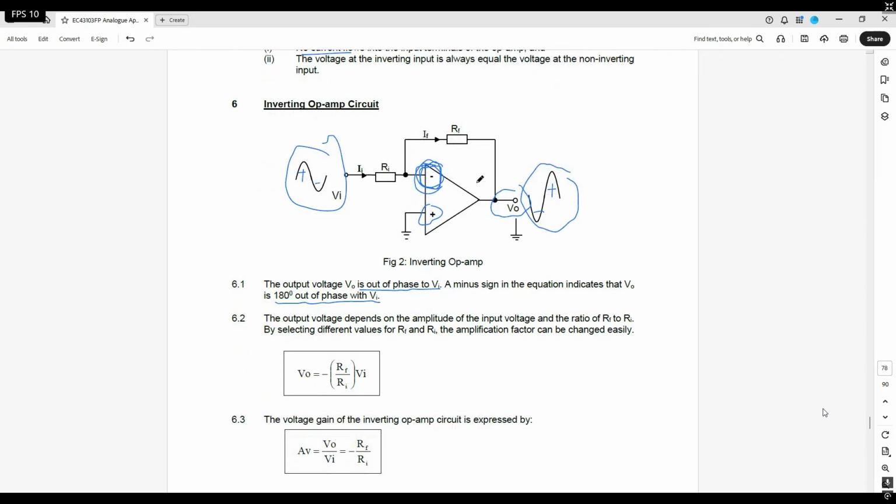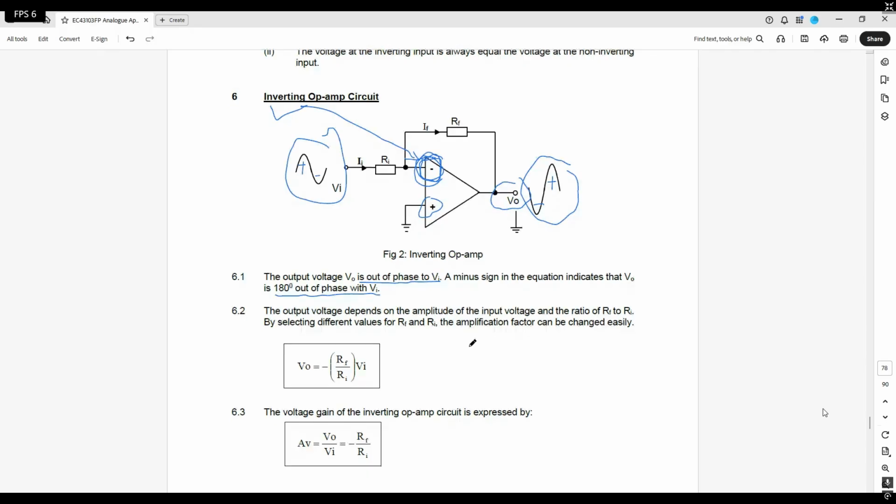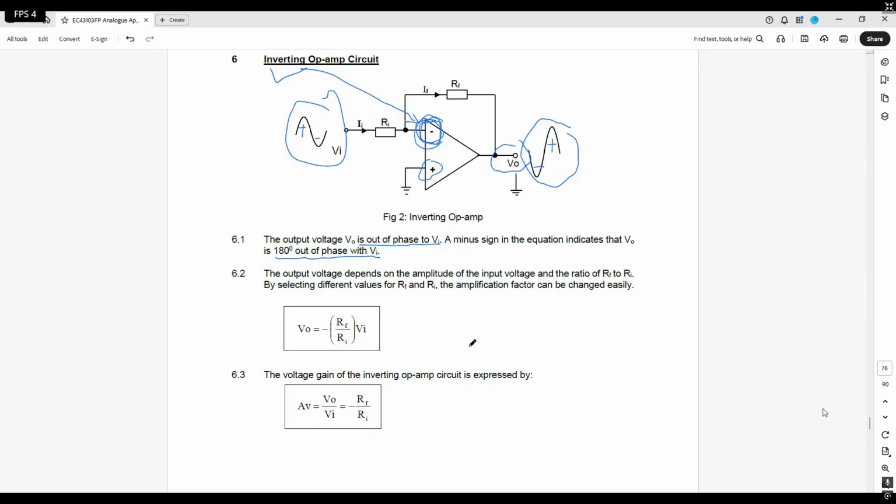So this is the first op-amp we are talking about, which we call the inverting op-amp circuit. This is the main thing, and I want you to take note: the input is going to the inverting input. The name of this op-amp comes from this, so that you are able to recognize further down whether it is inverting or not. Now after that you have a little formula here to calculate the output voltage.